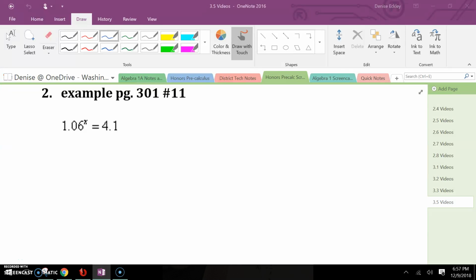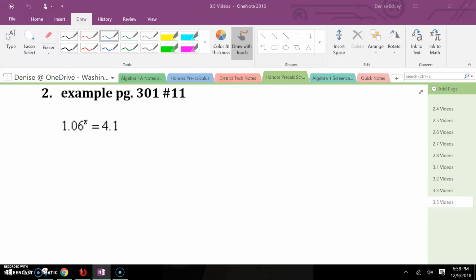Number 11 on page 301 asks us to solve 1.06 to the x power equals 4.1. We're going to have to use our other method. We cannot use the one-to-one property because we can't create like bases. So we'll use logarithms. We'll follow the steps that were outlined in the method.